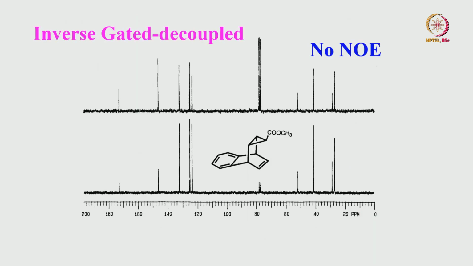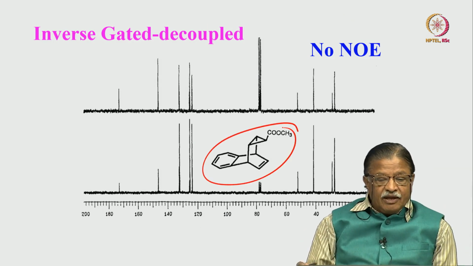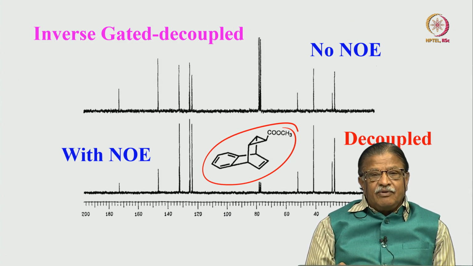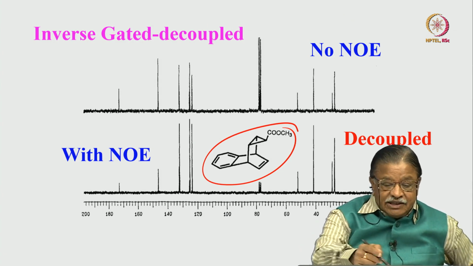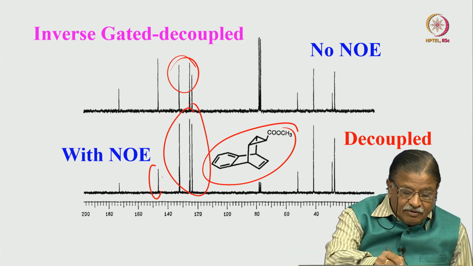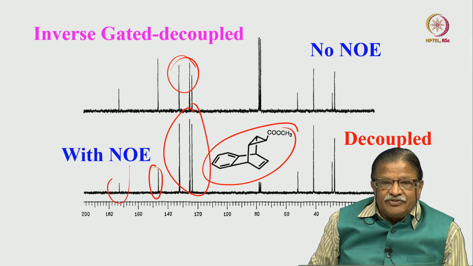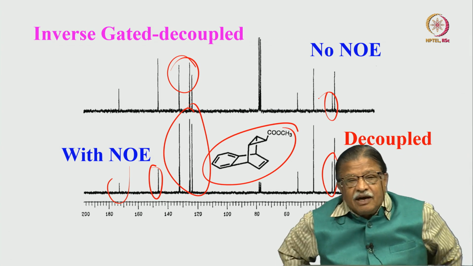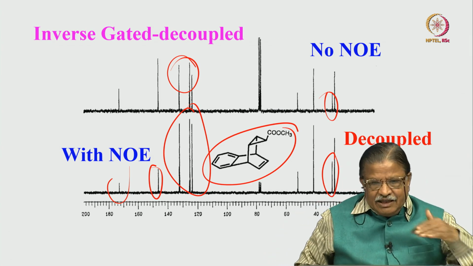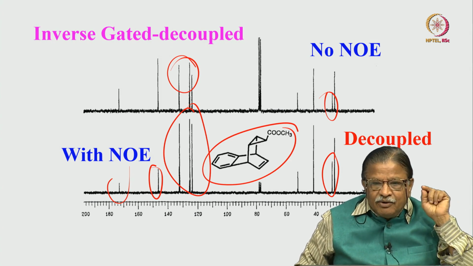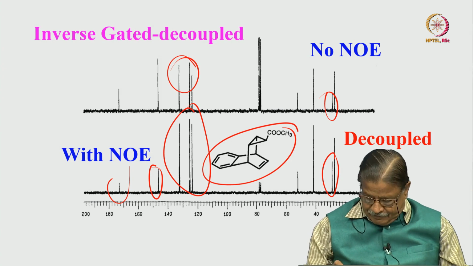And this is with inverse gated decoupling for another molecule, just to compare, no NOE, and this is decoupled with NOE. Where you see the effect? You see the effect here. Look at this peak. Look at this peak. Enormous gain in the intensity. Look at this ratio here. This is because of NOE. So this is the way we can enhance the signal intensity of the carbon by doing decoupling with NOE.